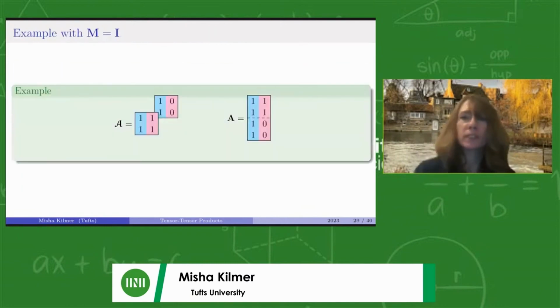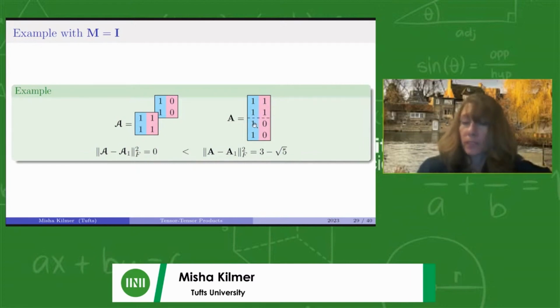And here's just a really simple example. Here's a tensor A, and here's the matrix version of that tensor. And if I truncate to one term, I can get an exact representation here. But if I use a matrix SVD, this is not rank deficient, so the error is not zero.